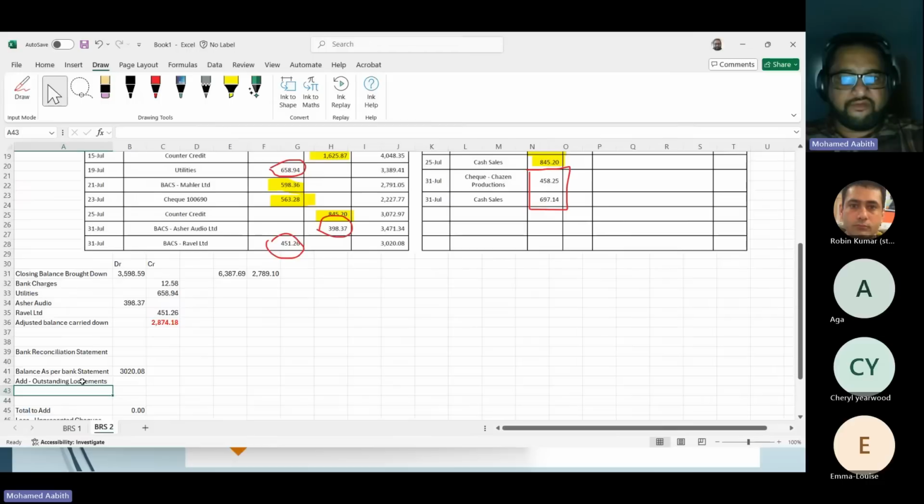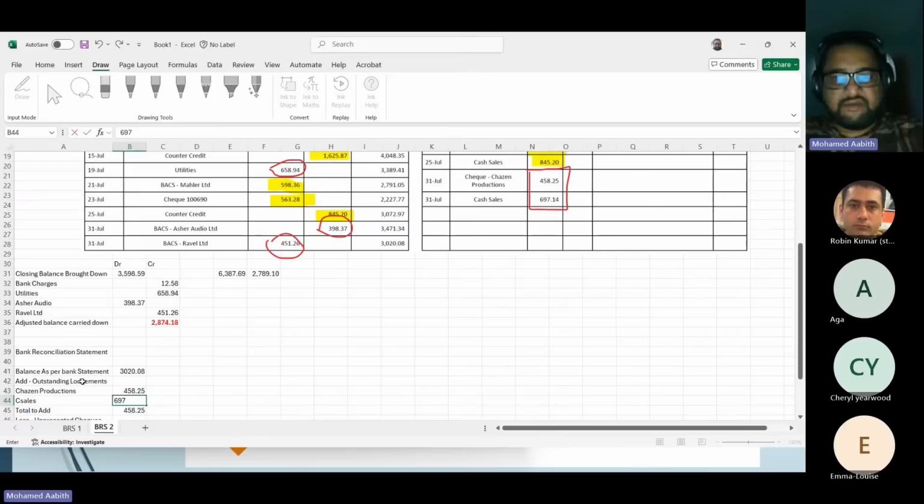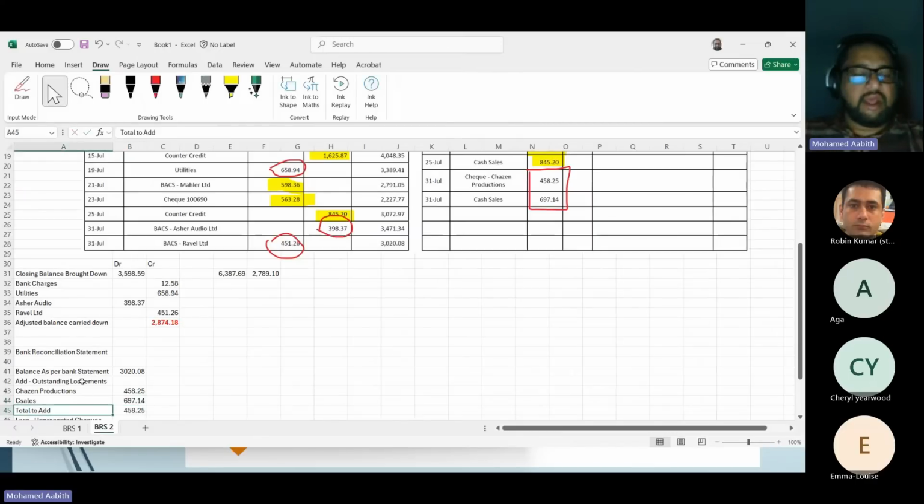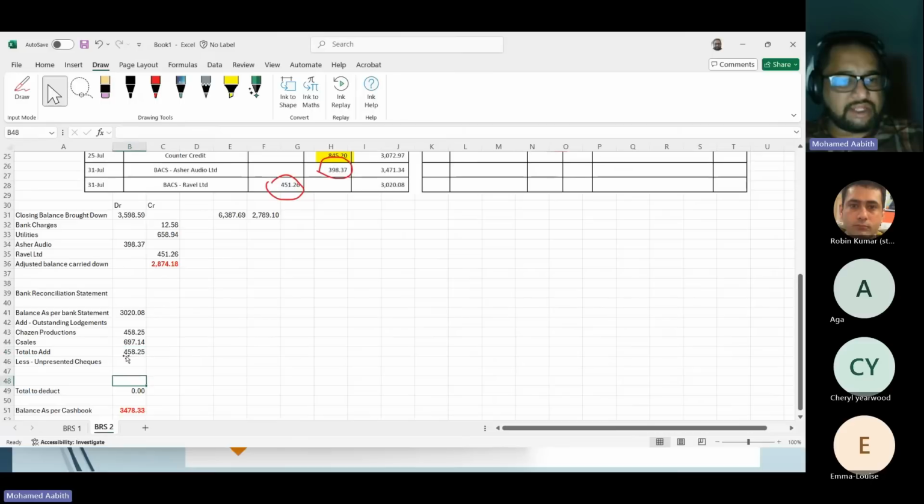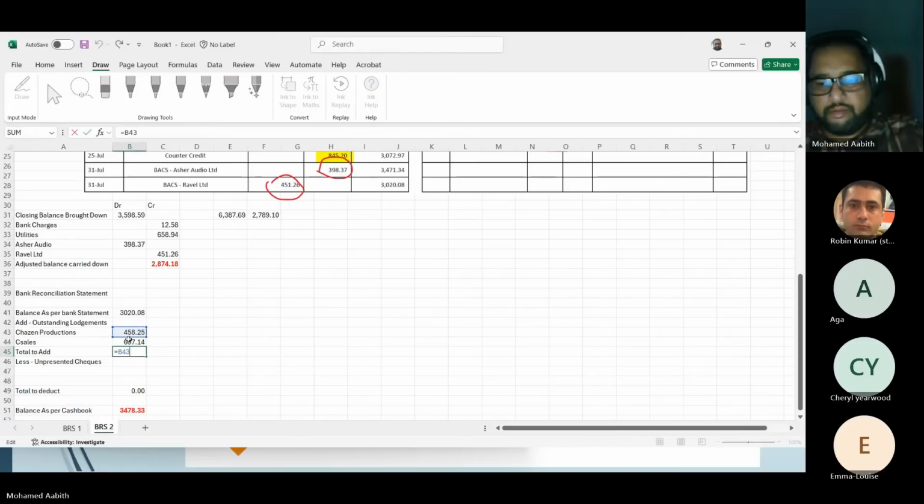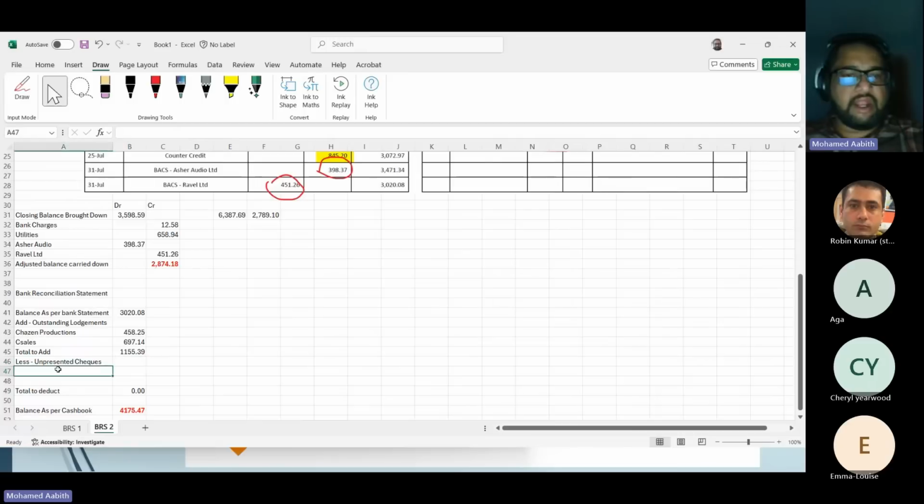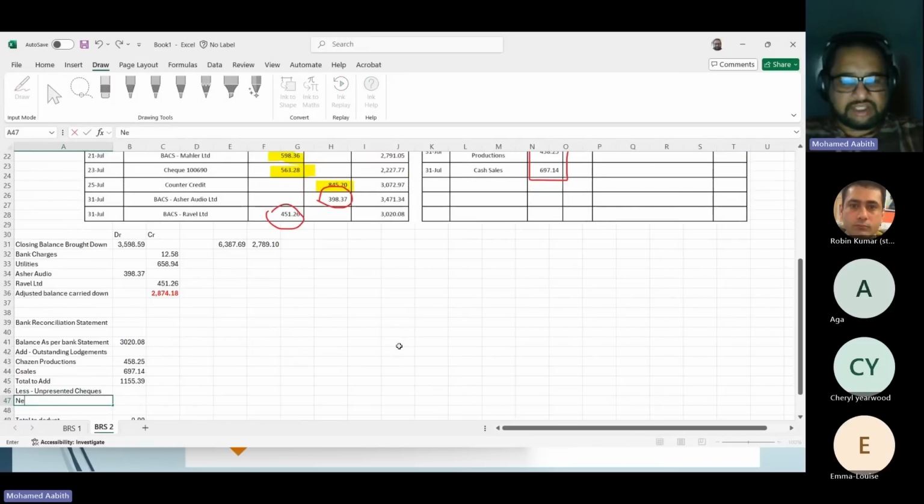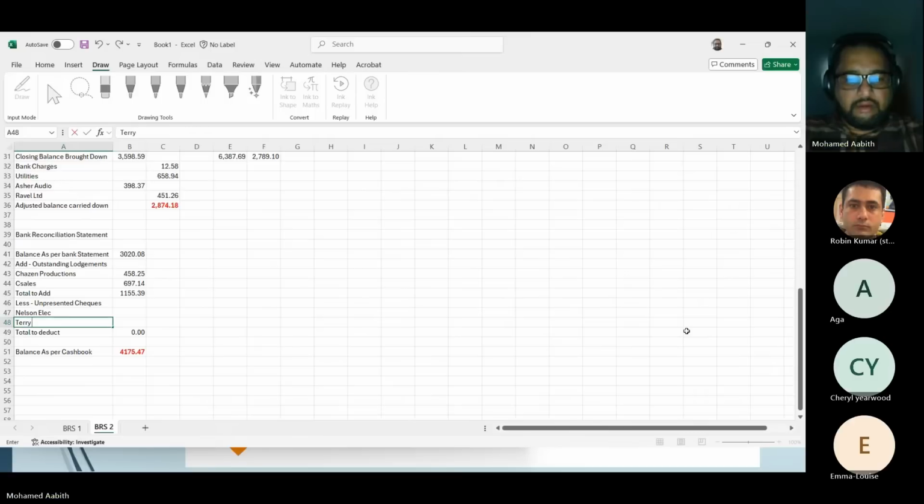So that one is going to be for Chazen Production. Chazen Production is going to be 458 pounds and 25 pence. Next one is sales. That's going to be 97.14. And this number will eventually get added. So this one is going to be this plus that number. And unpresented cheques are Nelson Electronics and the next name is Terry Motors.